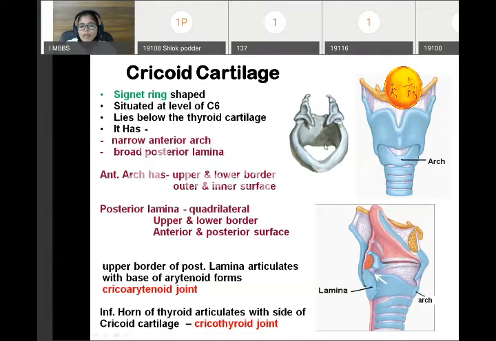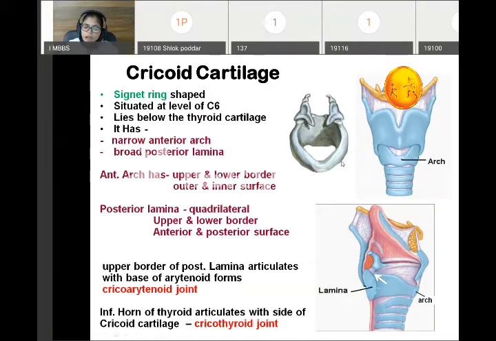This posterior lamina has an anterior and a posterior surface. The anterior surface is lined with the mucosal lining of the laryngeal cavity, and the posterior surface shows a median ridge. On each side of the median ridge, there is a depressed area, and that depressed area gives attachment to an intrinsic muscle of the larynx. You will see later on, that is the posterior cricoarytenoid muscle.